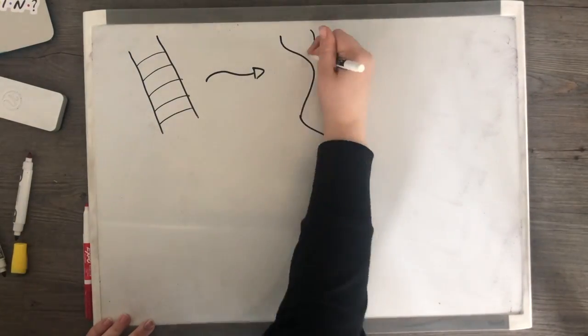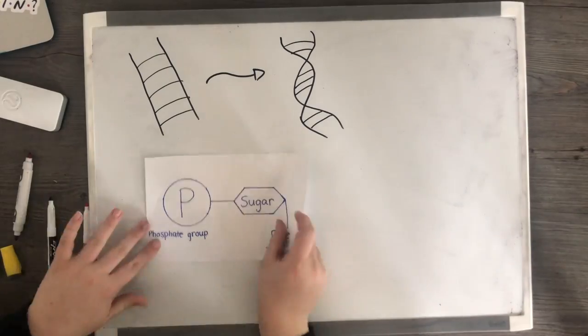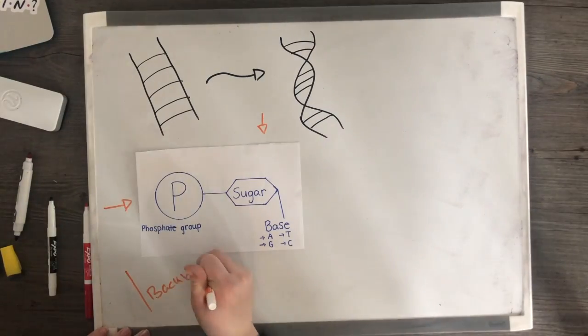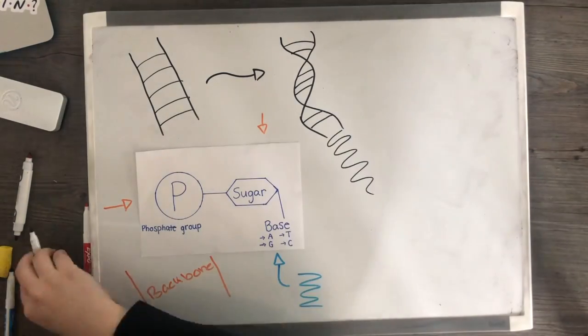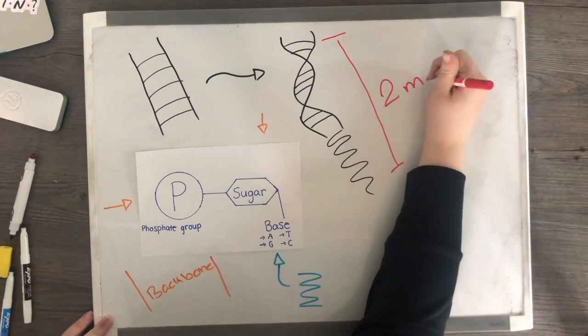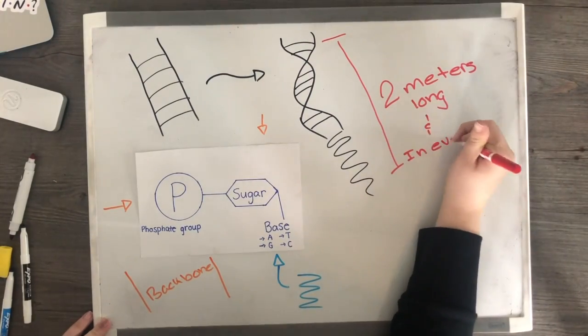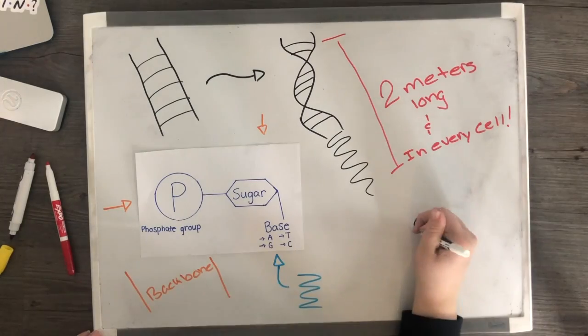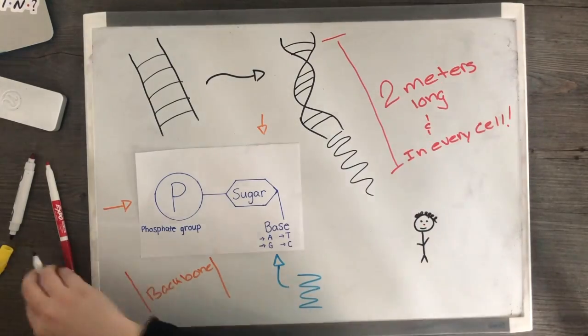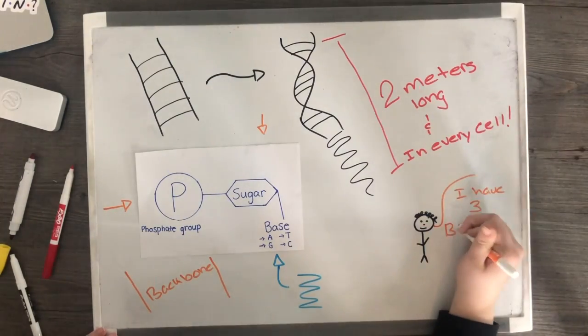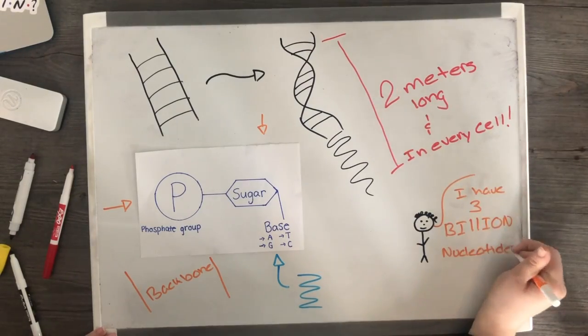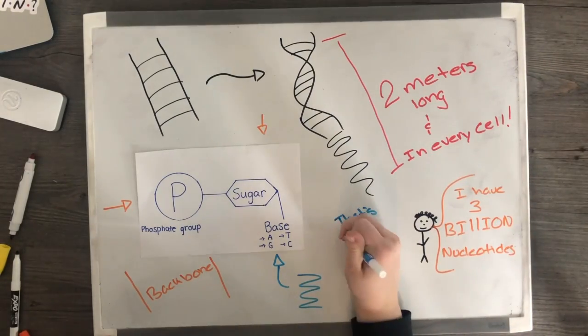DNA consists of a double helix, which makes it look like a spiral ladder. The phosphated sugar molecules form the ladder's backbone, and the nitrogenous bases form the rungs. Each unit of DNA is composed of deoxyribose sugars, phosphates, and nitrogenous bases. This is the formation of one nucleotide. Each strand is about 2 meters long and in every single cell. Humans have about 3 billion nucleotide pairs.